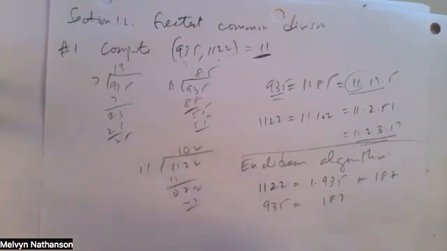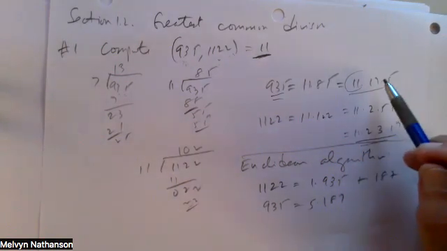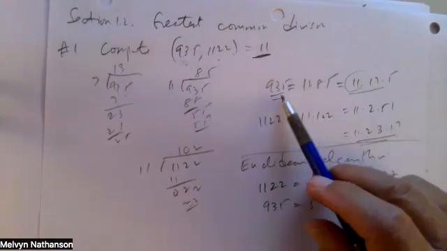935, if you divide it by 187, times 5, what's 5 times 187? 935. Oh, let's see what happened here. Oh, I'm sorry. I had the answer here, but I didn't look at it right.